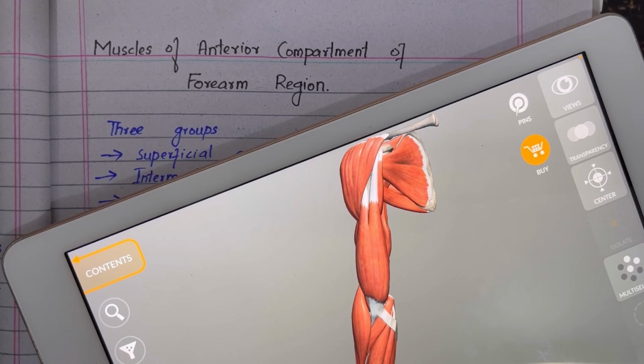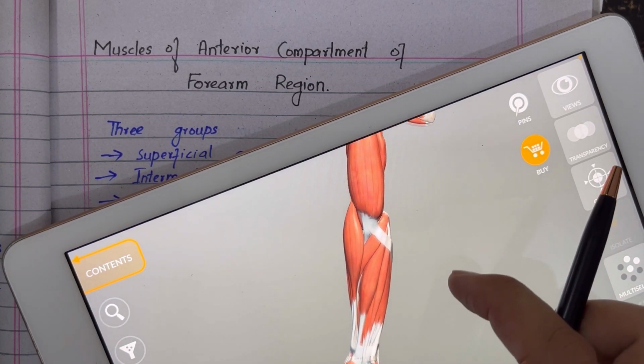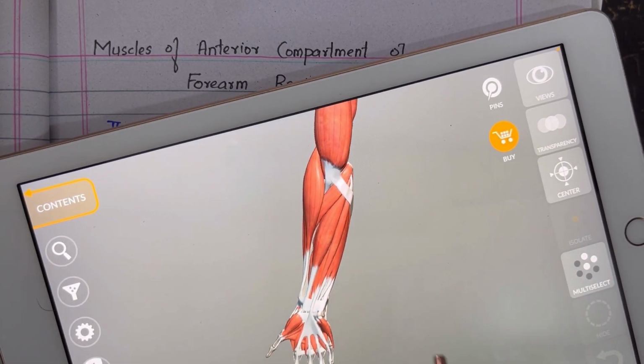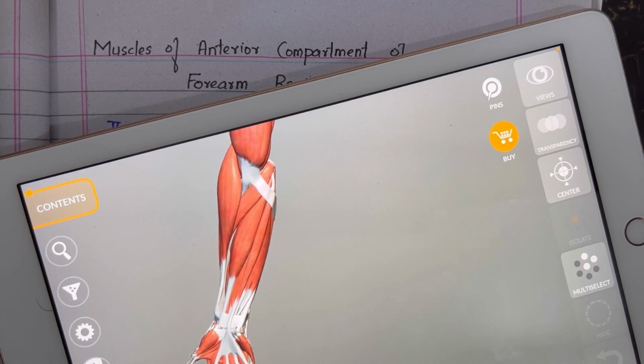Hello doctors, welcome back. Following the lecture series of the muscles of the upper limb, in this video lecture we will discuss the anatomy of the muscles of the anterior compartment of the forearm region. Students, the muscles of the forearm regions are divided into three layers: superficial layer, intermediate layer, and the deep layer.